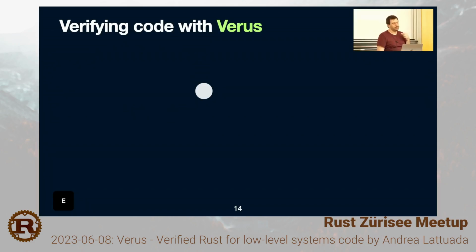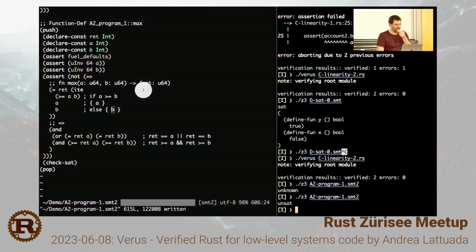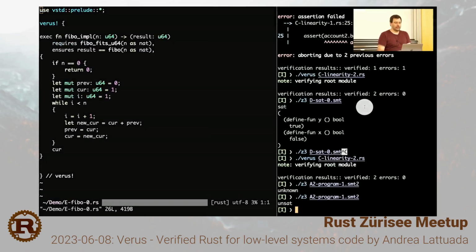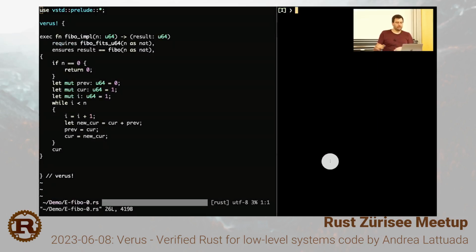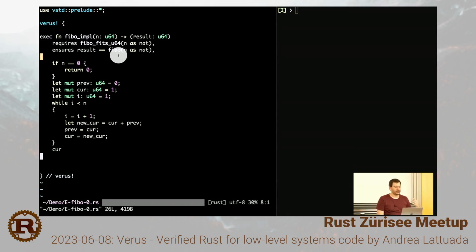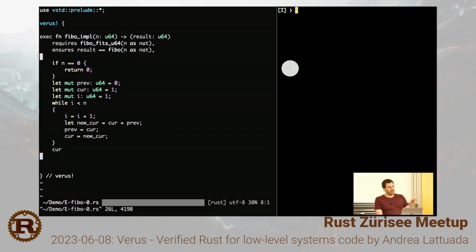So I've shown you smaller examples so far. I want to get into what it looks like to verify something a bit more complex. And the example here is the iterative implementation of Fibonacci. What we're doing here is we just wrote the code, the executable code that we want. Exec is here again because that's the code we actually want to execute. However, we need to be able to say what correct means in this context.